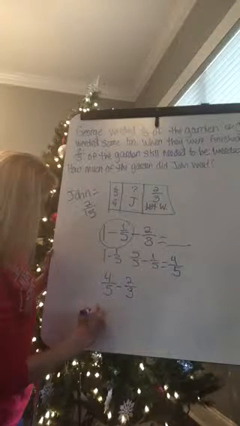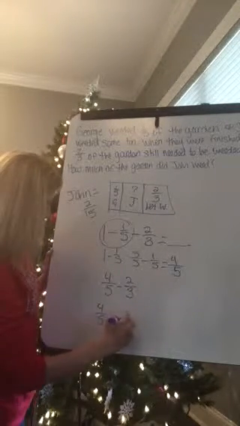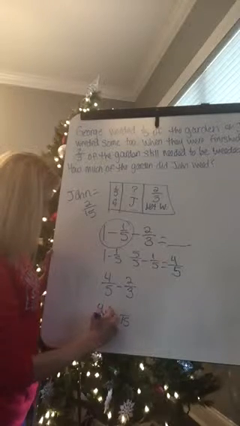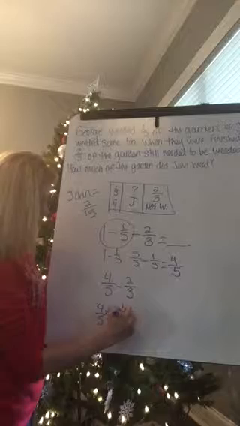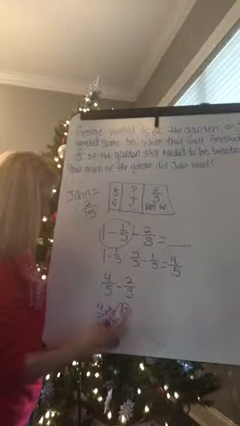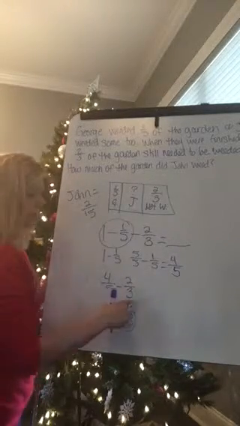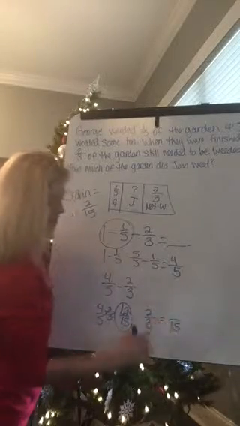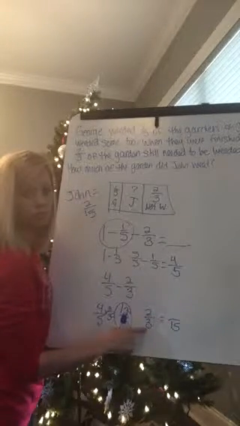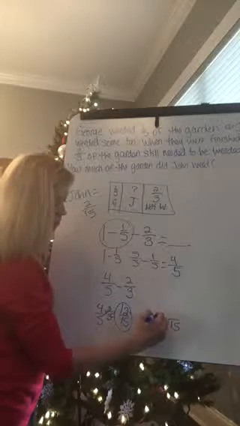So to change 4/5 into 15ths, I've got to say times 3/3. 5 times 3 is 15. 4 times 3 is 12. So now I have 12/15ths for my 4/5. I've got to do it with 2/3. 2/3 to equal 15ths, I've got to say what? 3 times what is 15? 5. So I've got to say times 5/5.